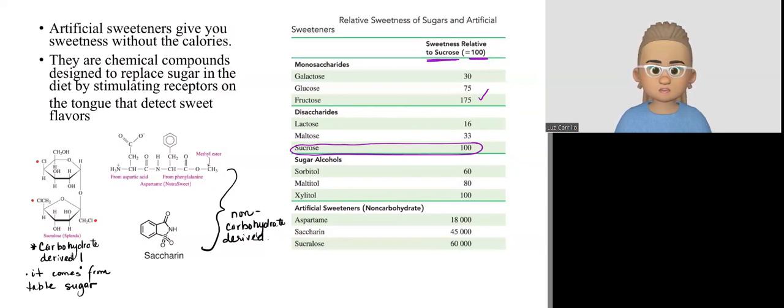Lastly, when we look at our values for the artificial sweeteners, we can observe that aspartame, saccharin, and sucralose are all very sweet compared to table sugar, to the point that when you look at these numbers, aspartame is about 18,000 units, saccharin is about 45,000 units, and sucralose is about 60,000 units. So you can observe that these artificial sweeteners are at a much higher level compared to table sugar.